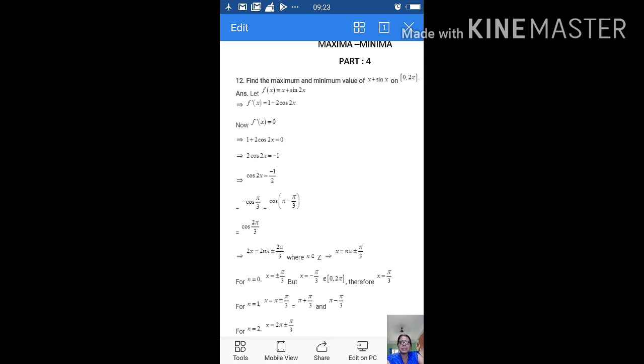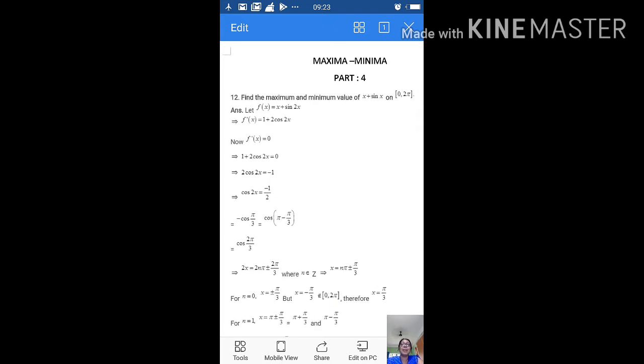proceed with the sums. That is, find the maximum and minimum value of x plus sin x on the closed interval 0 to 2 pi. Here f of x is equal to x plus sin x. Now f dash x is equal to, we have to take the derivative with respect to x, that is 1 plus 2 cos 2x.